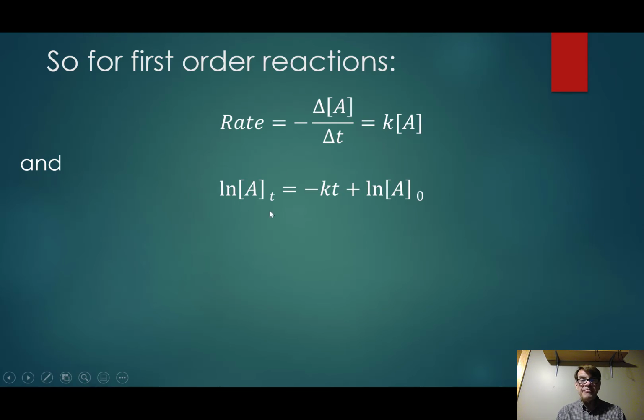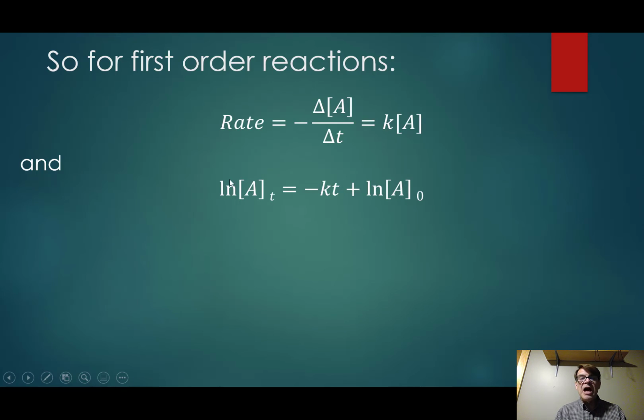And this is in the form of y equals mx plus b, by the way. So this is linear. If you plot your experimental results and the natural logs end up as a line, that tells you it's a first order reaction with the natural logarithm of the initial concentration as the y-intercept. You know, y equals mx plus b, negative k is the slope, and then the natural logarithm of the initial concentration is the y-intercept, as it were, the b.